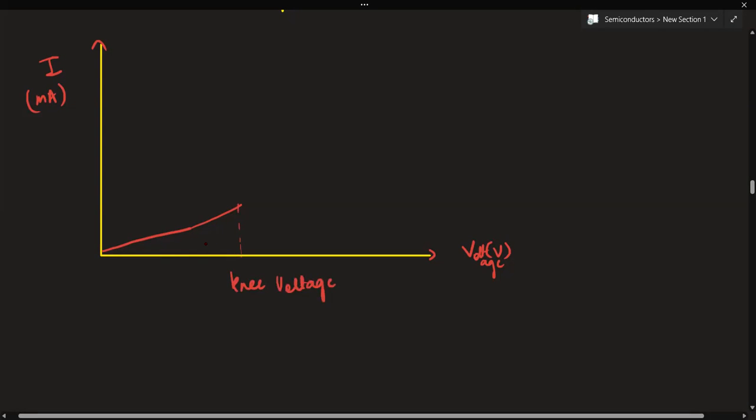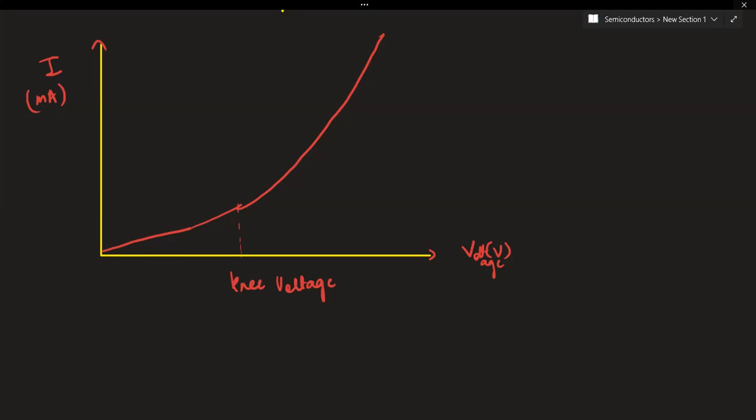So till here, the current increases very slowly. Now see, after the cut-in voltage or knee voltage, the diode current increases rapidly. Or you can even say it increases exponentially in this manner. So here the majority charge carriers face negligible resistance at the junction. So resistance across the junction is quite low.